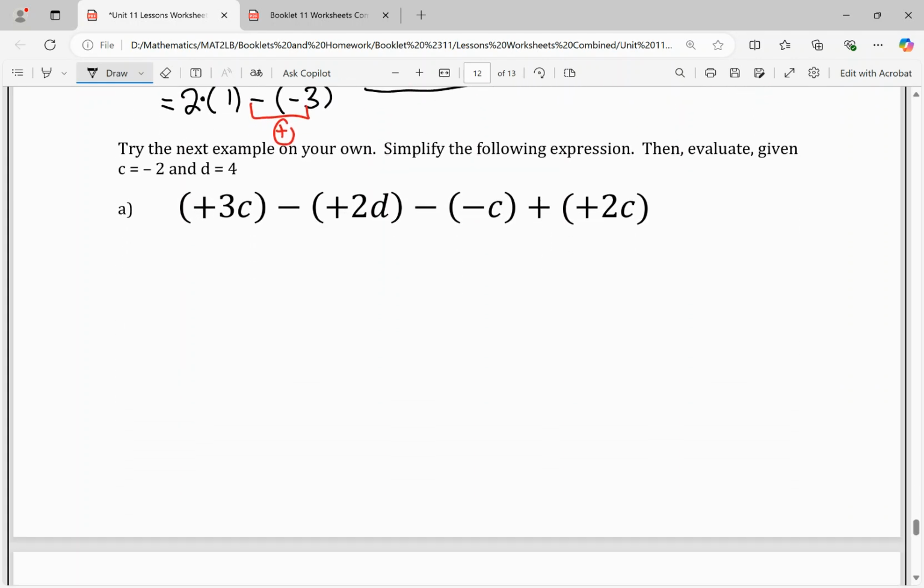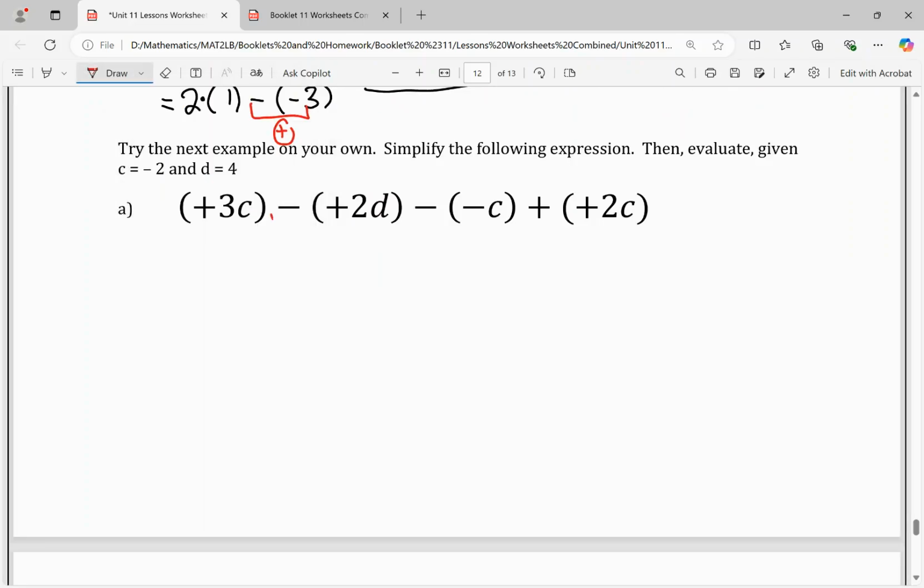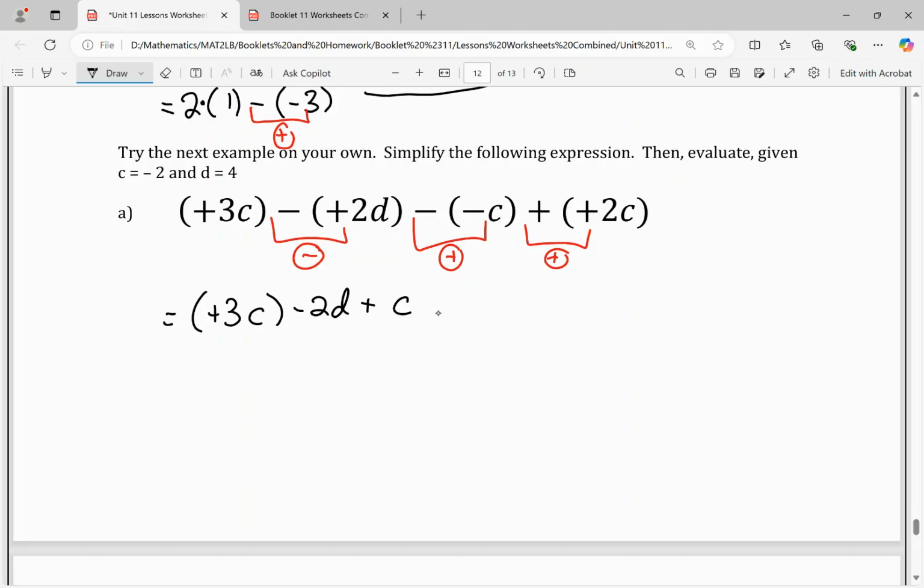Okay, final example. Try this one on your own, and then make sure that your answer matches mine. Again, the first thing that we're going to do is clean up our problem a little bit, combining these adjacent operations, right? A negative and a positive makes a negative, two negatives make a positive, and two positives make a positive. So we can rewrite this as positive 3c minus 2d plus c plus 2c. Oh, we have three c's here. Interesting.